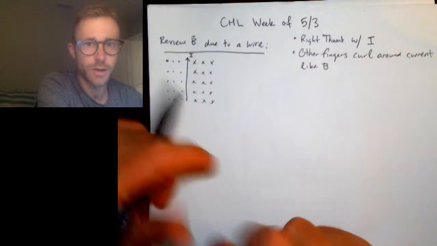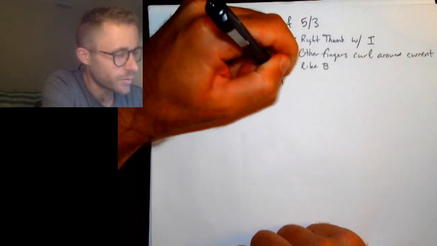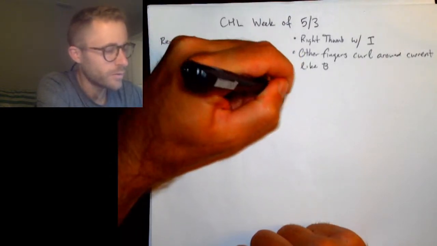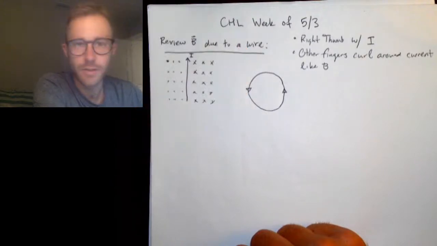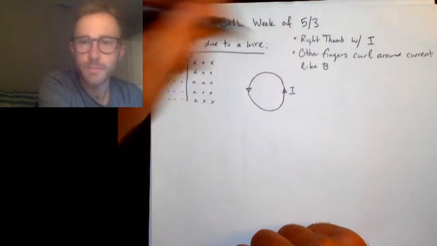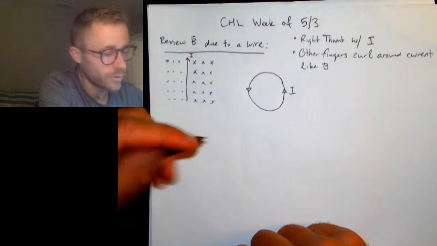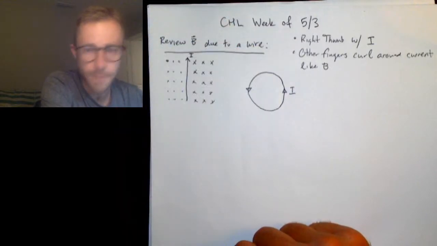So that is for a straight wire, but the same kind of thing applies if you have a loop of wire. That's what we want to talk about today. Let's say that the current is going around in the counterclockwise sense. And in this lesson, we're only going to be concerned with the magnetic field inside the loop.